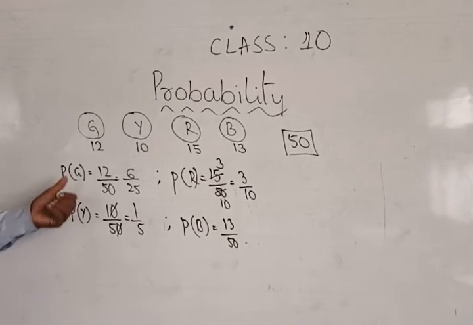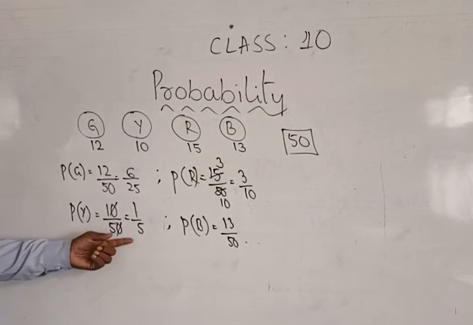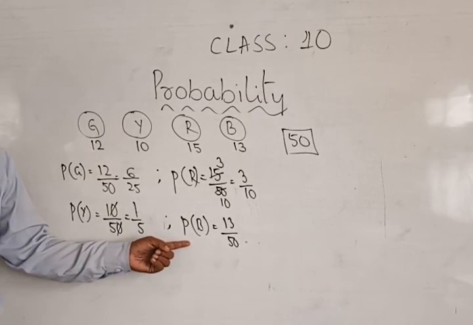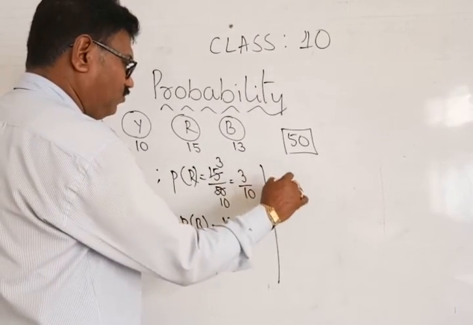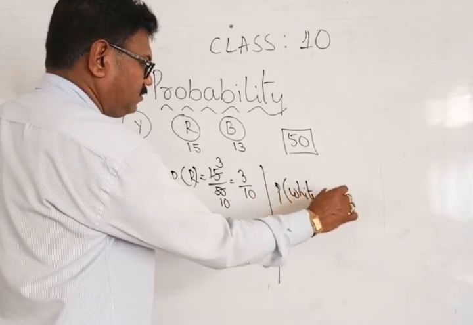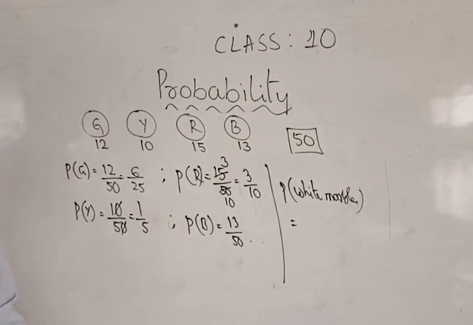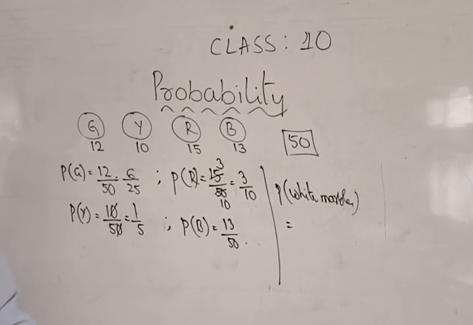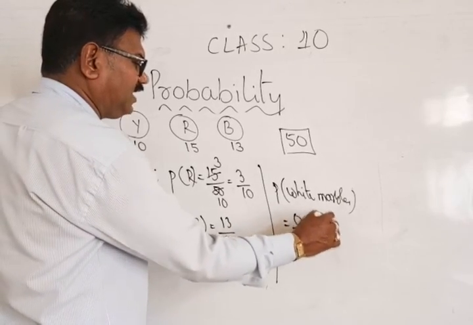Okay? So this is green marbles, yellow marbles, red marbles, and blue marbles. They may ask you the probability of white marbles. What is the answer? How many white marbles are there here? Any white marbles here? Not there means what is the answer? Yes, 0 by 50. What is the answer? 0.